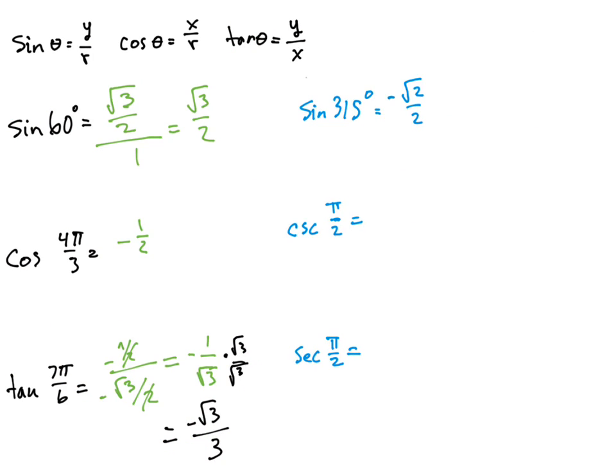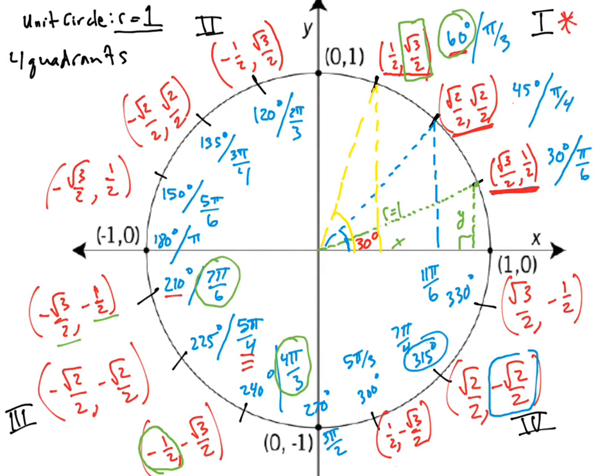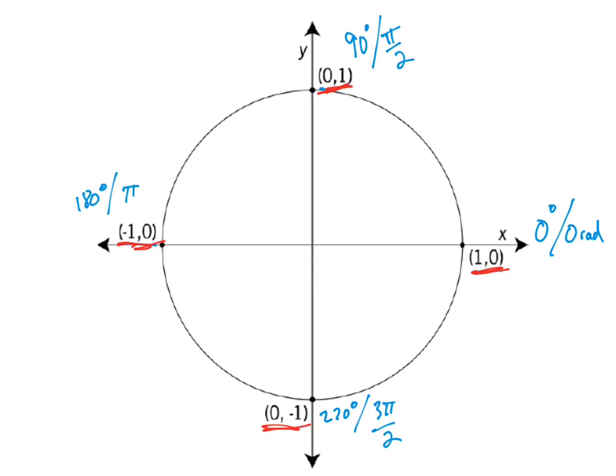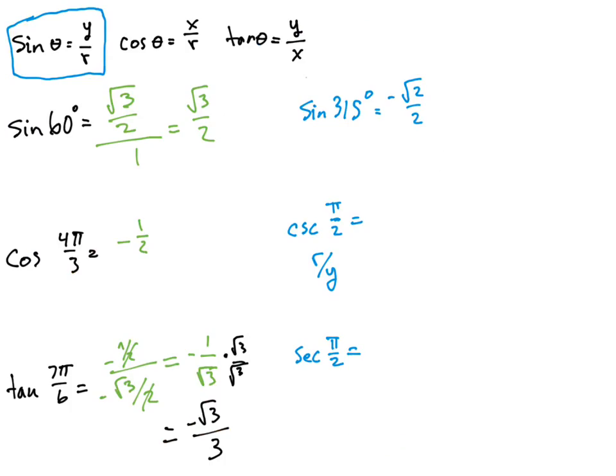Cosecant at pi over 2. Well, cosecant is the reciprocal of sine here. So cosecant is going to be r over the y value. That's what we're going to end up using. So at pi over 2, that is, pi over 2 is up here. Our coordinates are 0, 1, and we have an r value equal to 1. So cosecant is r over y, so this is going to be r over this y coordinate. So it's 1 over 1, which is just equal to 1 here.